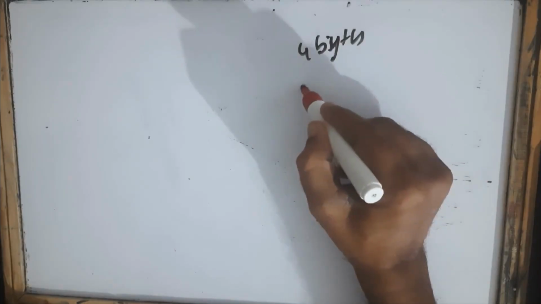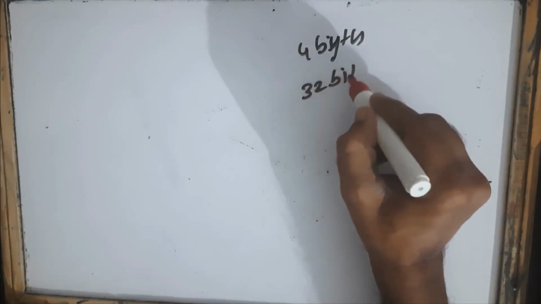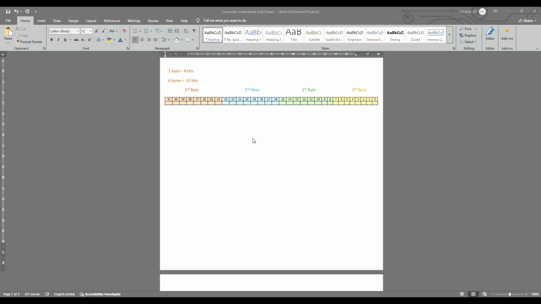4 bytes means 32 bits. Now we know that 1 byte is 8 bits, so 4 bytes is 32 bits. Okay, here the 4 bytes will be in this order. The 0th bit starts from the right here, 0 to 7, the first byte.